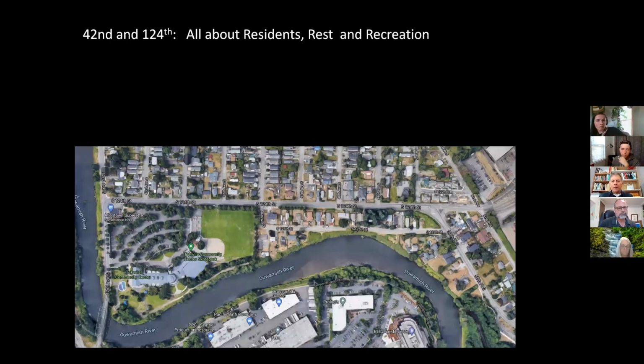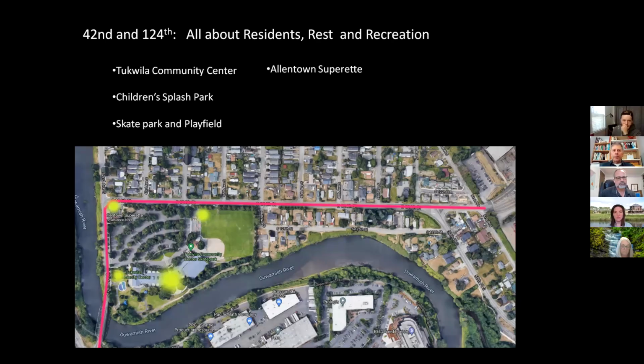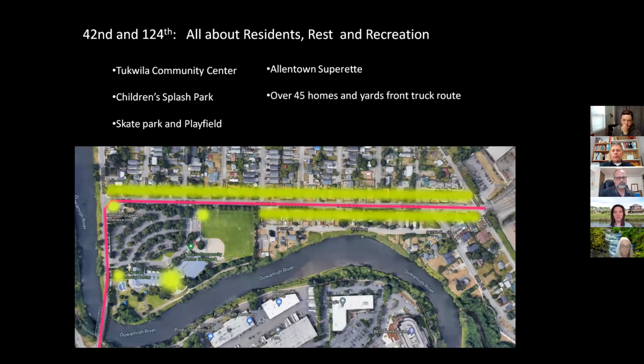So here's an overview of the lower Allentown neighborhood. And this is the current truck route. And you can see it goes by the community center, the children's splash park, the skate park and large playfield, the Allentown Superette, which helps the neighborhood. And that is just a crazy intersection right there. And over 45 homes, which front the truck route.